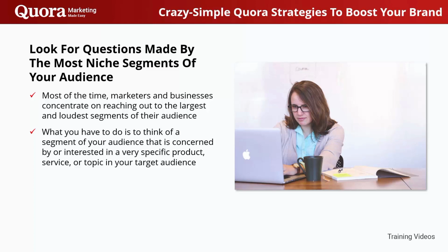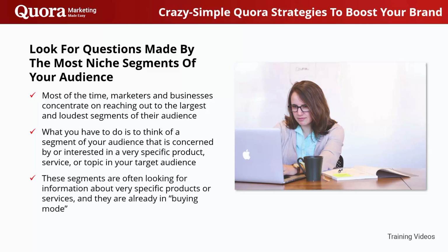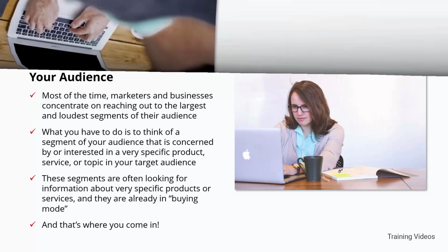For example, if your niche is audio equipment, you can reach out to customers in the market only for high-end headphones. These segments are often looking for information about very specific products or services, and they are already in buying mode. But because the information they're looking for is hard to come by, they always go underserved. And that's where you come in. Pay attention to their questions, to the answers that they are getting, and work on more elaborate answers that fill their need and satisfy their search. This will automatically convert them into your leads and will champion your content.